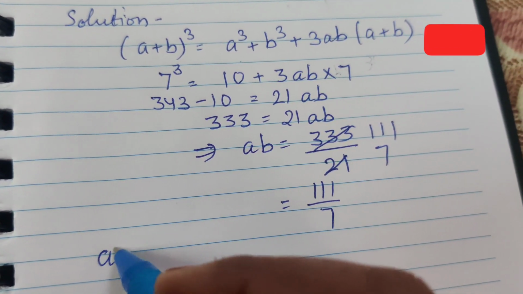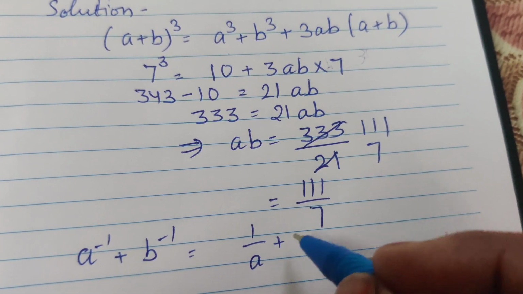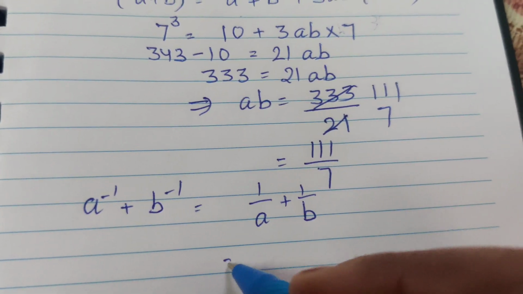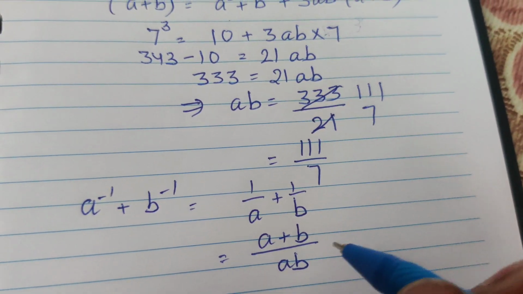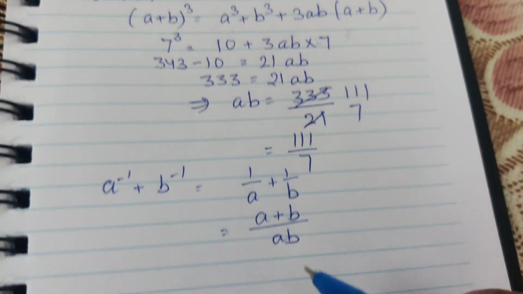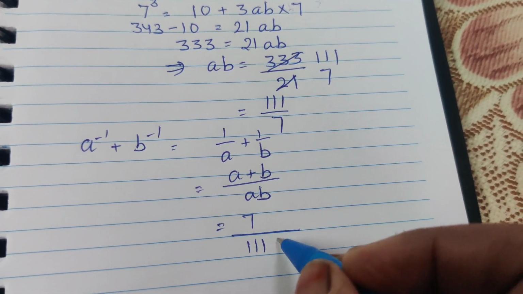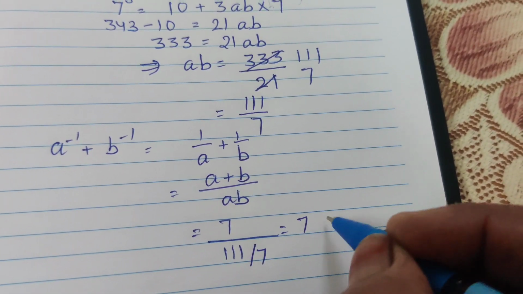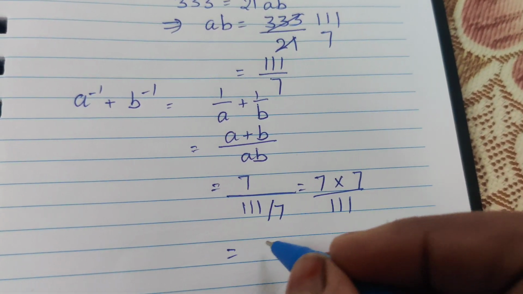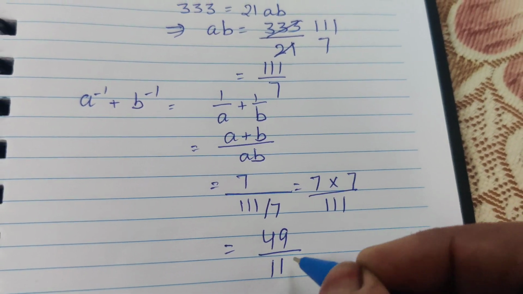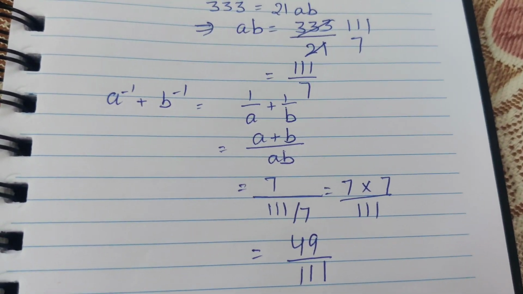Now find the value of a inverse plus b inverse. It means 1 upon a plus 1 upon b. Now take LCM. In the numerator we get a plus b. The value of a plus b is 7. Divide by AB, whose value is 111 by 7. Now reciprocate: 7 divided by 111. This value is 49 upon 111. The value of a inverse plus b inverse equal to 49 upon 111.